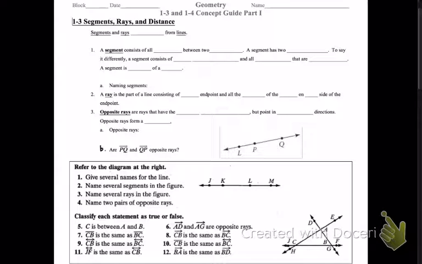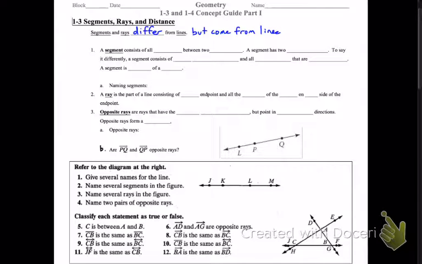Hey, so the first part of this, section 1.3, is about segments, rays, and distance. So we need to define some of these things. Segments and rays, they're different than lines. They differ from lines, but they do come from lines. Let's talk more about it here now.